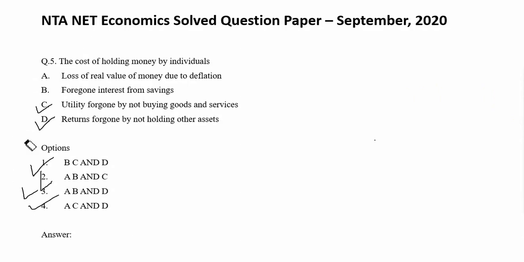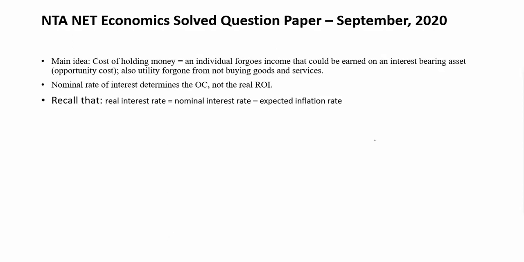Let's find this out by looking at this terminology, and we'll understand what the cost of holding money is. The idea is that the cost of holding money is what an individual forgoes: the income that could be earned on an interest bearing asset. So this is called the opportunity cost. The opportunity cost is the next best alternative. It's very important.